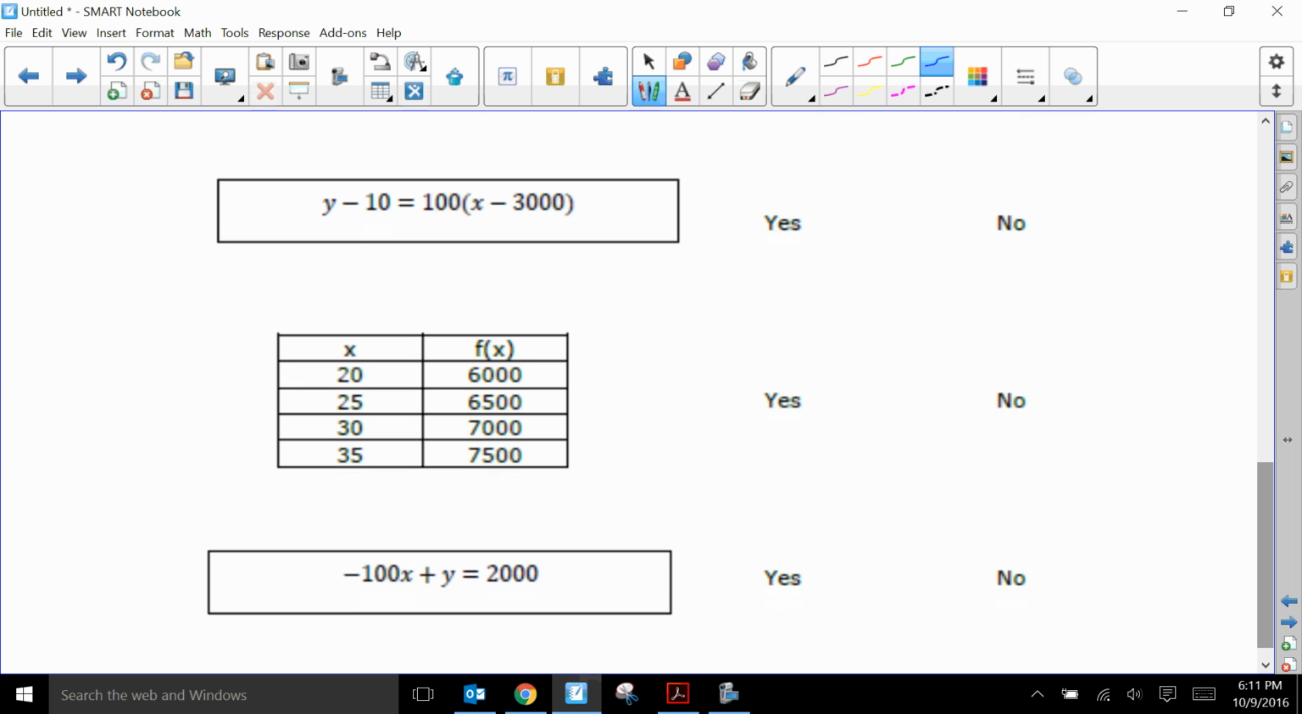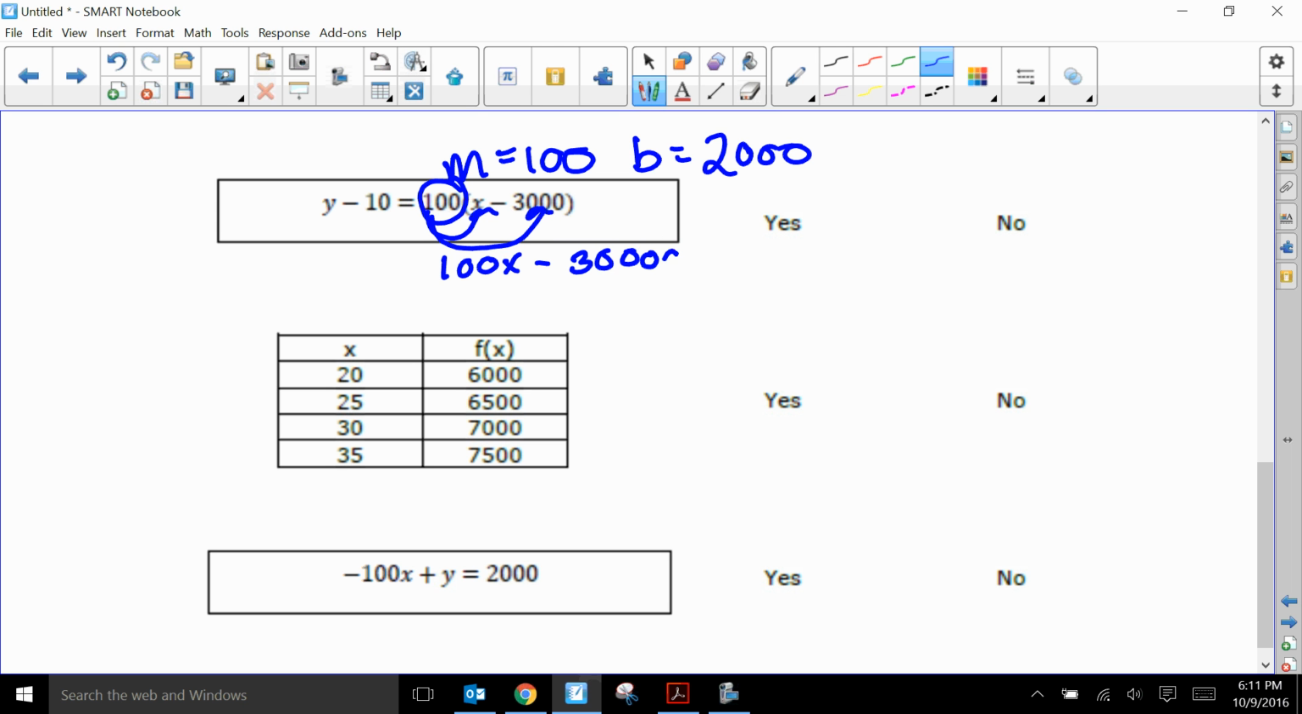Okay, so here I have another equation that's now in, you can see, point slope form. And I want to know if it matches my other functions. So if I want to know if it has the same slope, well, I can see that really easily. It has the same slope. So I need to know if it has the same y-intercept. So I'm going to have to put it in slope-intercept form. So I'm going to distribute that 100, which is going to give me 100x minus, let's see, what is that? 300,000.